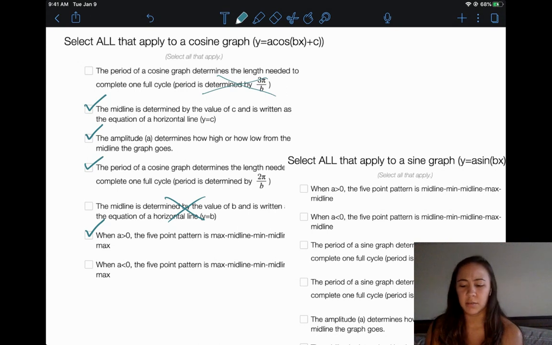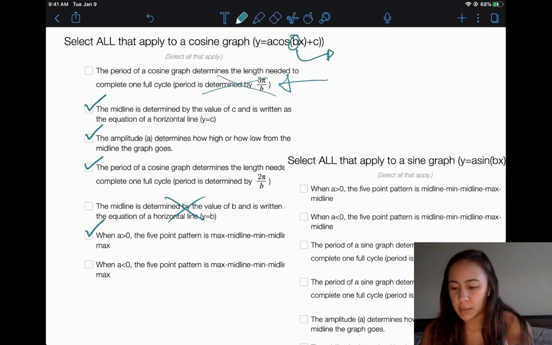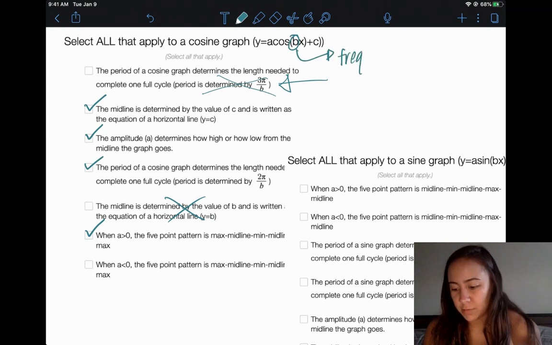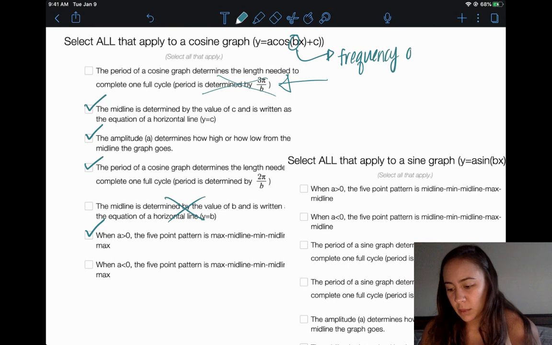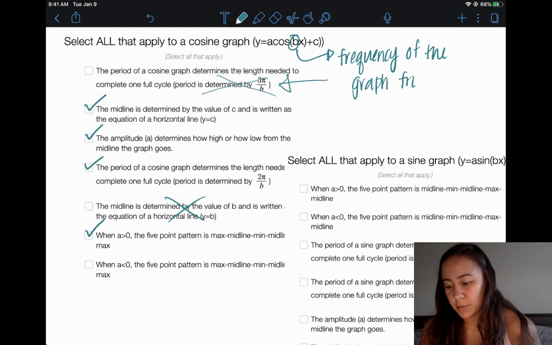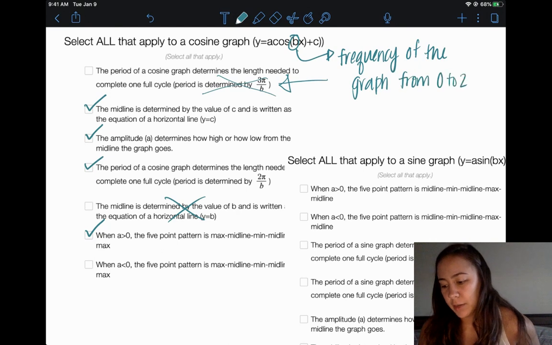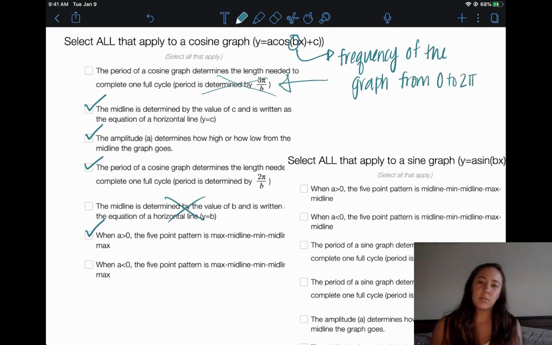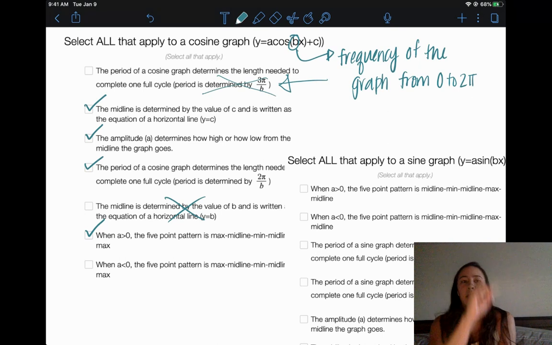Some of you guys are still marking this 3 pi over b. Again, I don't know where you guys are getting that from. 2 pi over b is how you determine the period. And then, just a reminder, the value of b is the frequency of the graph from 0 to 2 pi. So how many times is this graph going to oscillate or do all those up and down movements between 0 and 2 pi? So that's what b is.